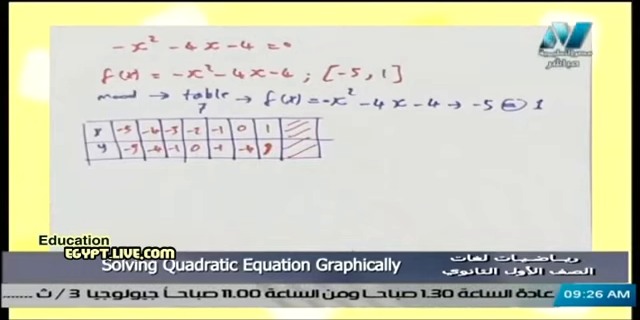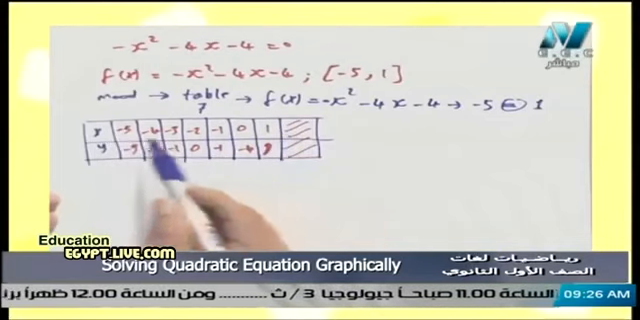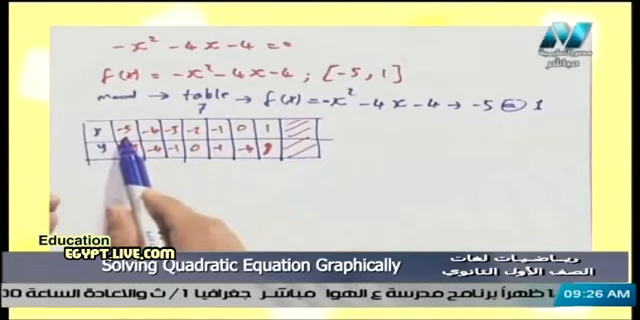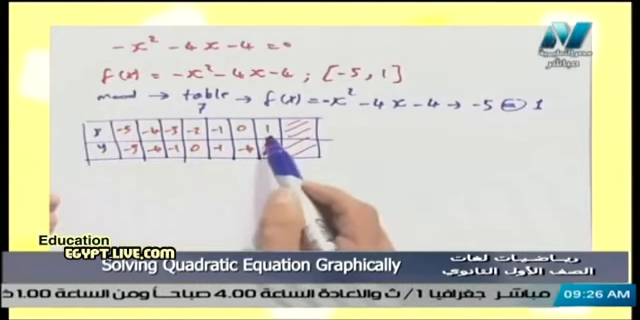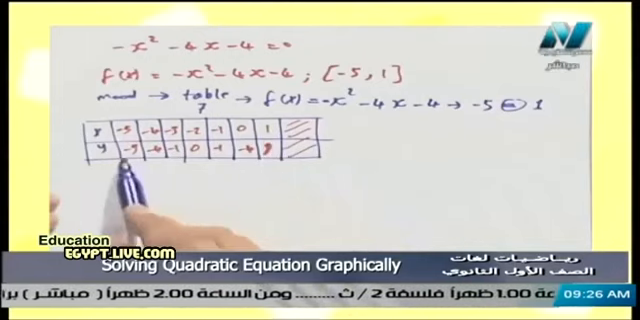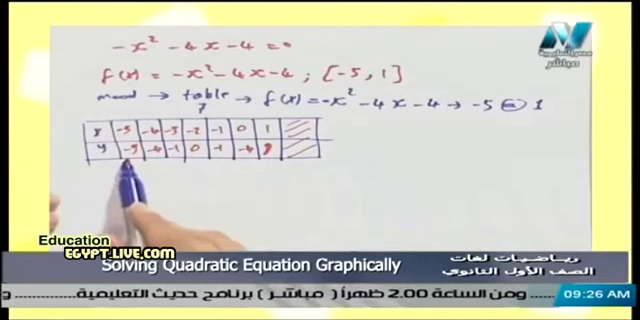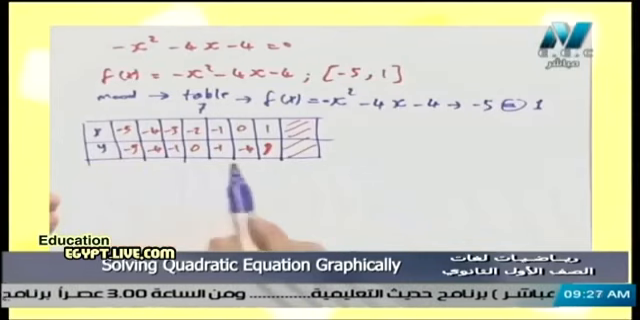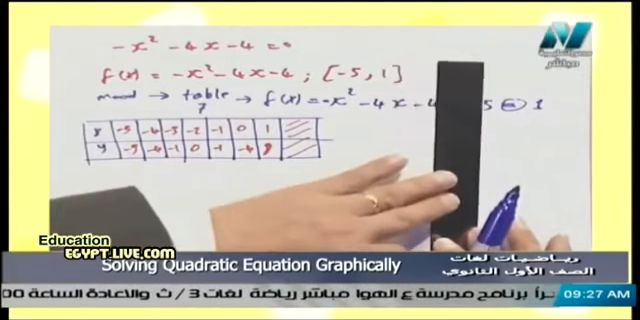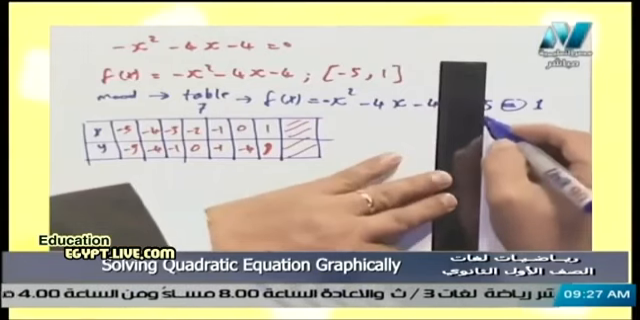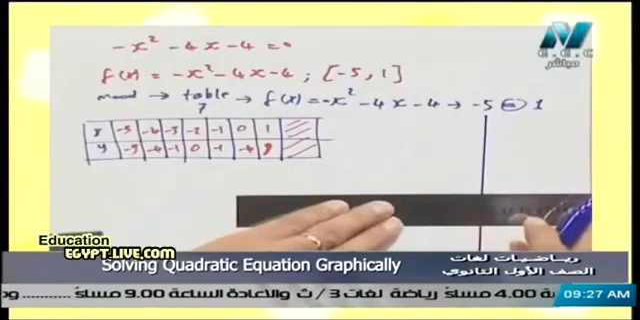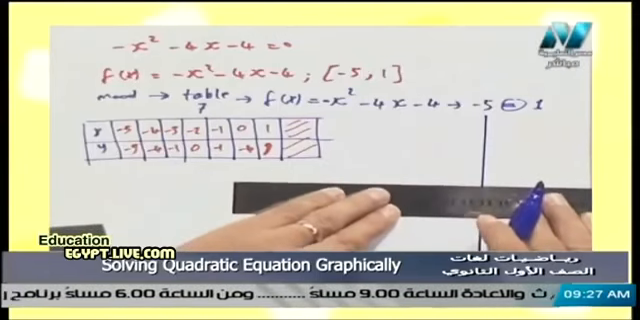Before you draw, you have to look at the numbers. For the x-axis, the smallest number will be negative 5 and the greatest will be 1. And for the y-axis, the smallest number is negative 9 and the greatest is 0. So we will draw the y-axis, okay, and the x-axis here.